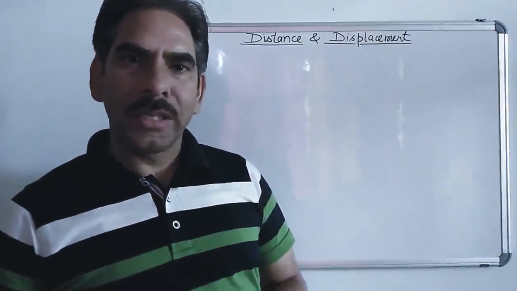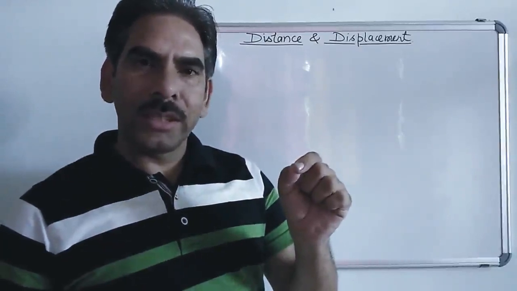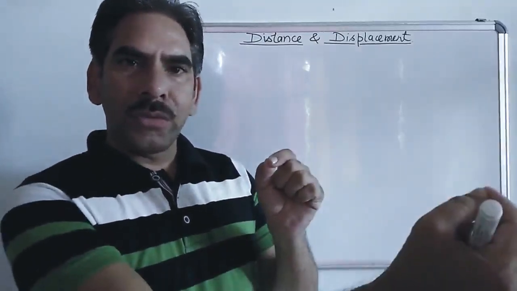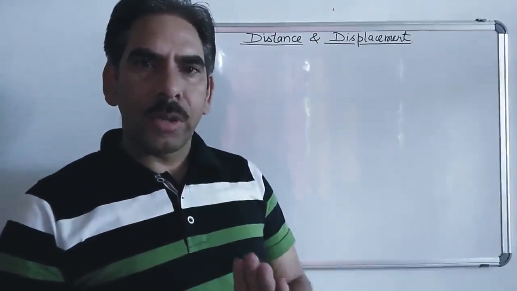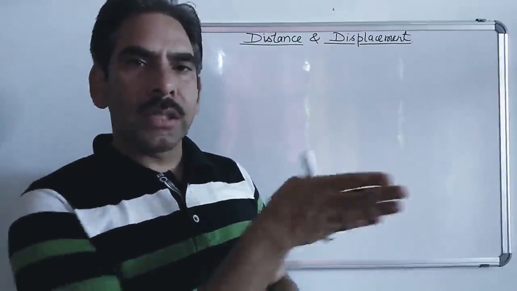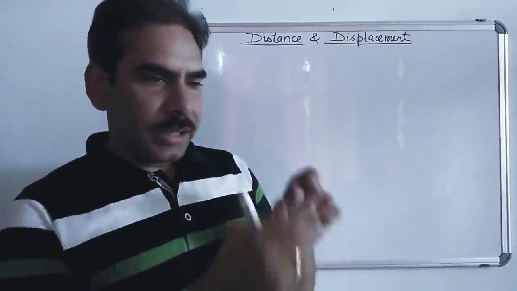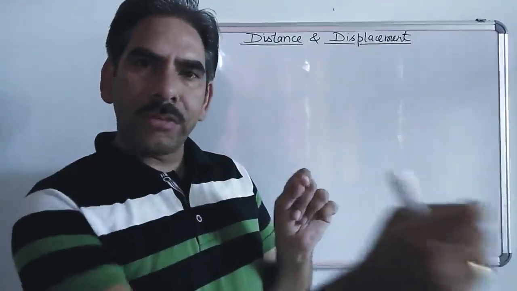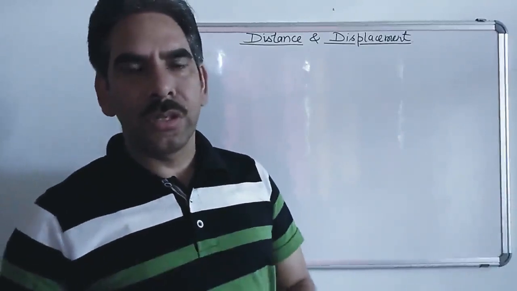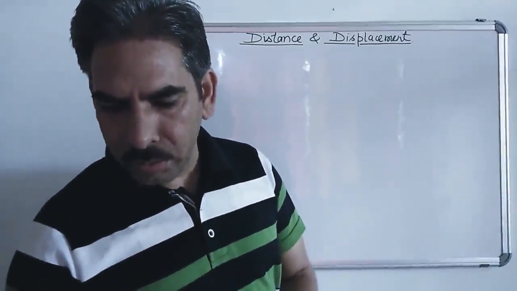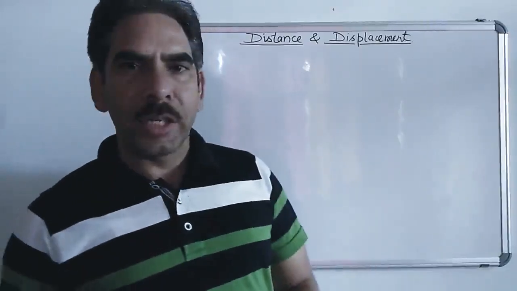Whereas displacement is nothing but the shortest distance between the initial position from where the journey has started to the final position where the journey has completed. It does not matter which path the journey follows. It is just the straight line distance between the initial and final position. So that is the displacement. These things we have understood in our last class. Now we will discuss the difference between distance and displacement.